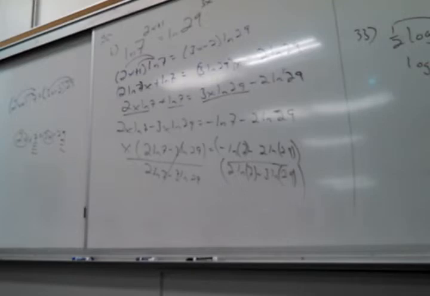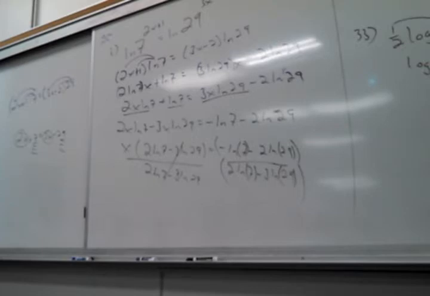Negative ln 7, minus, was it 2 ln 29? And that's the top, divided by parentheses for the bottom: 2 ln 7 minus 3 ln 29. Yeah. God, who wrote that? Oh, yes, me. Hi. So I get that.